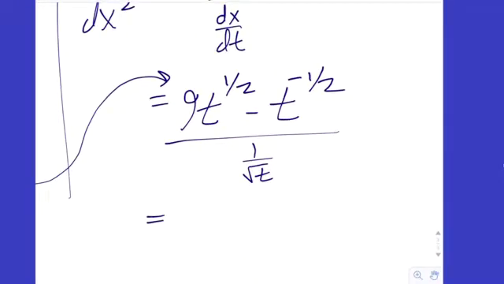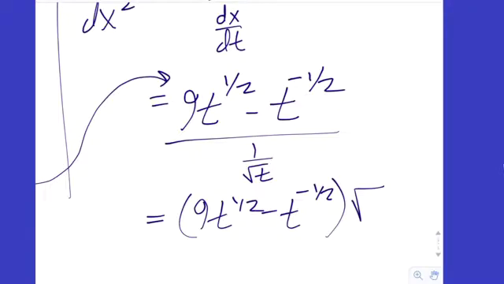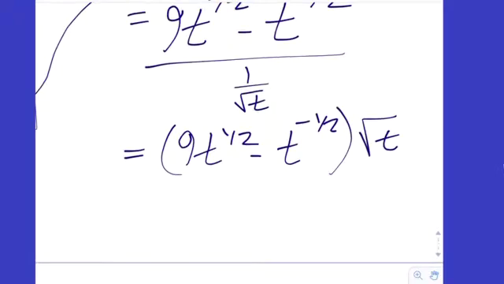Now let's clean that up, because there's another version of it. That's 9t to the 1/2 minus t to the negative 1/2. And then if I do keep-change-flip, I'm multiplying by the square root of t. So that's one version of it. If you want to distribute, you're going to get 2 terms. So that'll be 9, t to the 1/2 times t to the 1/2 would be t, right? And then minus, what do we get here? t to the negative 1/2 times t to the 1/2, we get 1, right? That's the same as the square root of t divided by the square root of t. So there is a really nice cleaned up version of the second derivative.